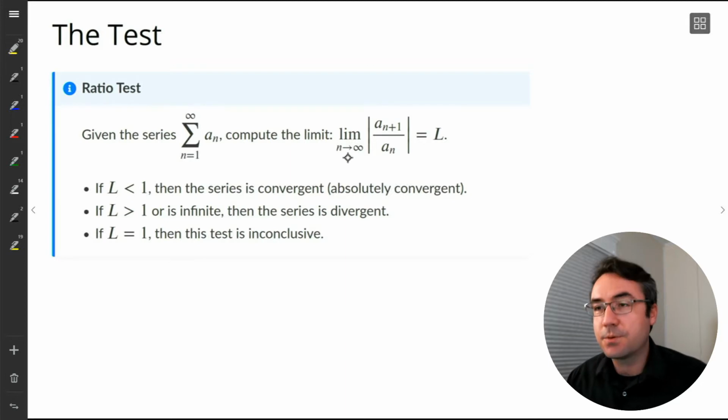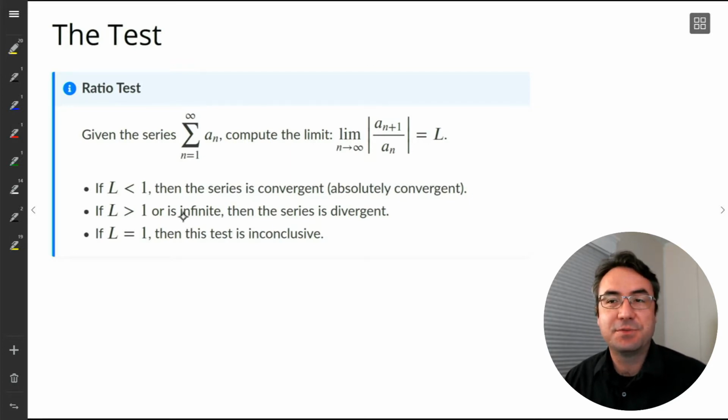And so what we're going to do is take the limit as n goes to infinity of the absolute value of an plus 1 over an. So we're doing this limit of this ratio. That's why it's called the ratio test. And we look at what happens to that limit. There are four possibilities here. If that limit is less than 1, then the series is convergent. If the limit is greater than 1 or is infinite, then the series is divergent.